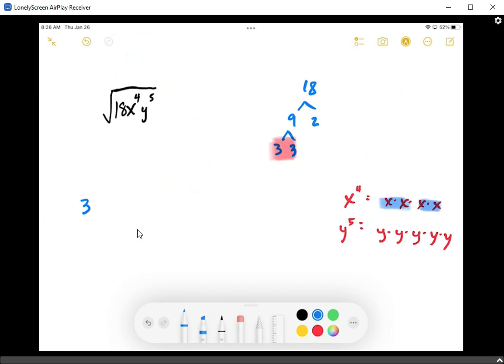So outside of our radical in our answer, we're going to have x times x. I also see a pair of y's and another pair of y's and 1 leftover. So we've got 2 pairs of y's, which will make it y and y on the outside. On the inside of our radical, let's look at what we have left: I see a 2 and a y.